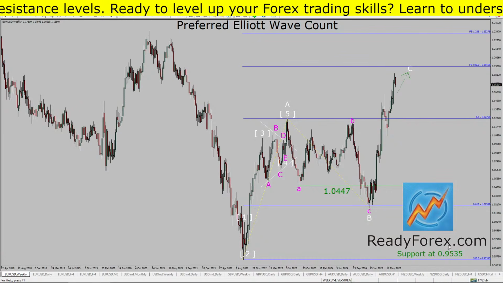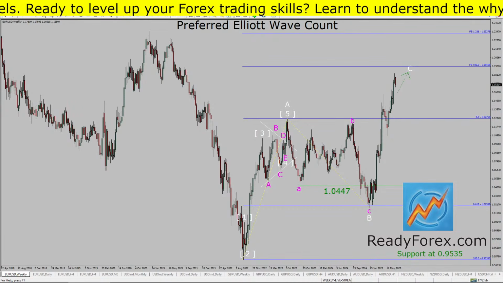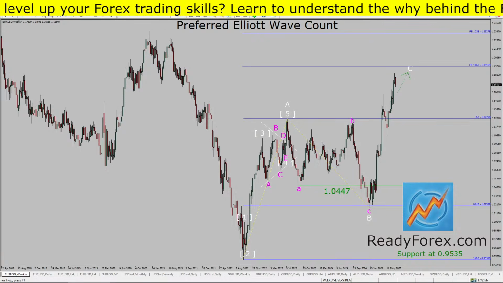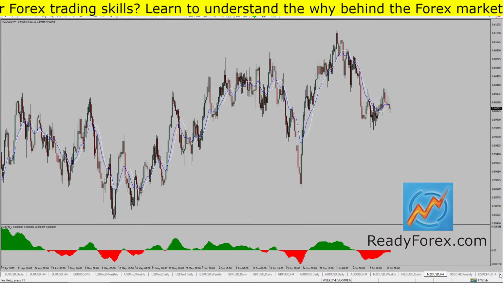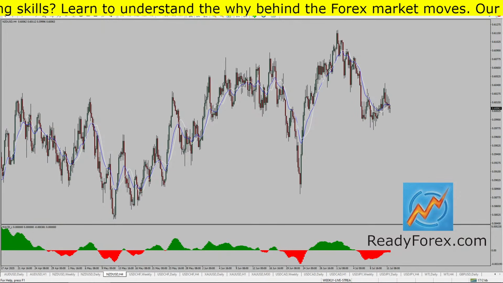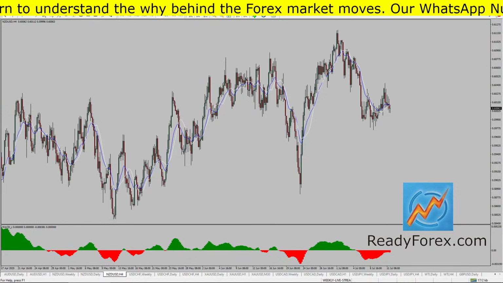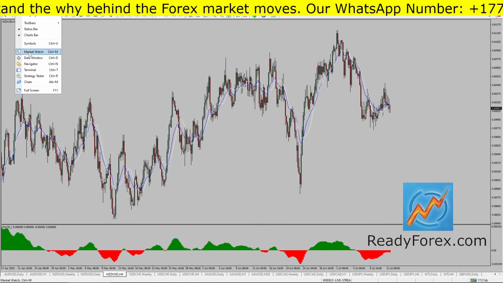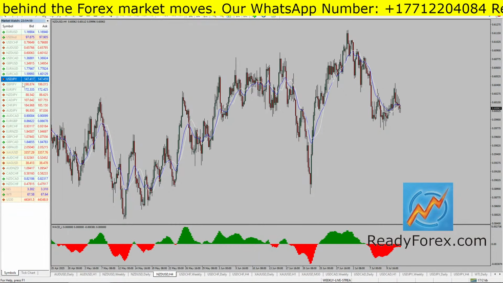Some traders have requested me to cover some more pairs, so I'm going to do this session again. The request was to cover the Euro GBP, Euro AUD, and Euro JPY currency pairs, and then there was a request to also cover the GBP JPY pair as well.